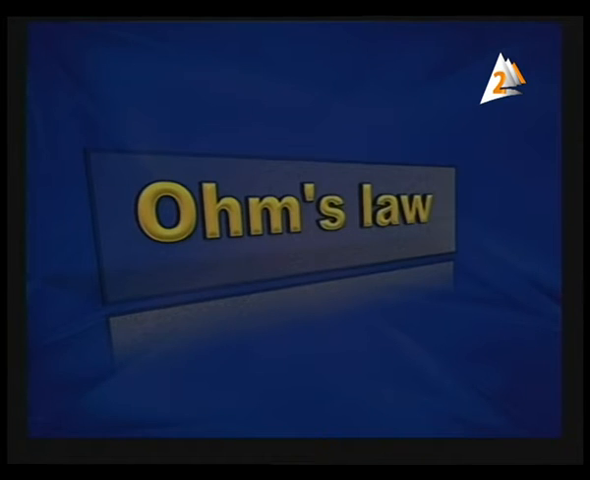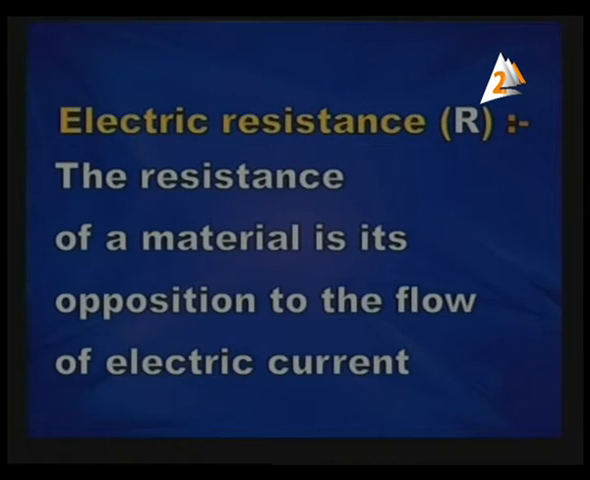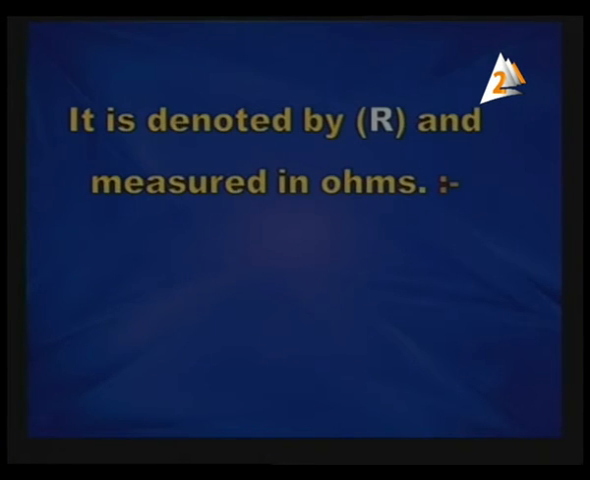And now talking about Ohm's law. What about the statement? First of all, we need to define electric resistance. Resistance is denoted by capital R. The resistance of a material is its opposition to the flow of electric current. It is denoted, as I said, by capital R and measured in ohms.